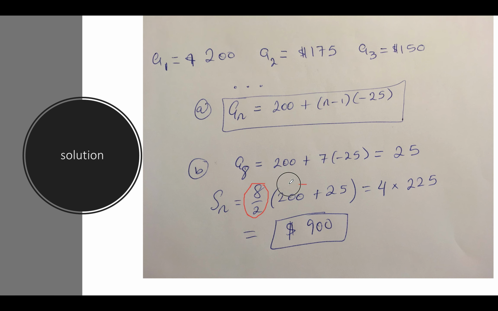The first element is 200. The last element is $25. Plugged it in, used my calculator, bada boom. I got $900. So that's the sum. Again, this is really simple. Use the formulas to plug in each number. If this problem seems confusing to you, let me know. Leave a comment. Feedback's always good.